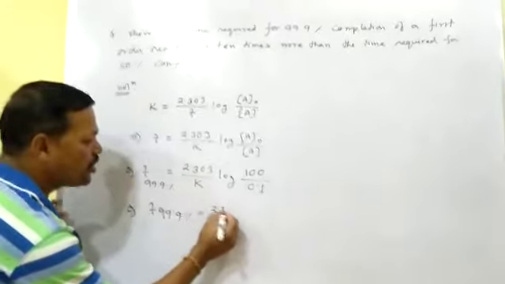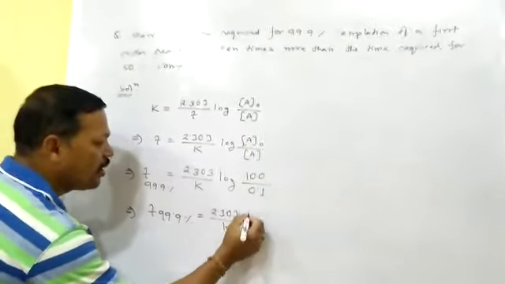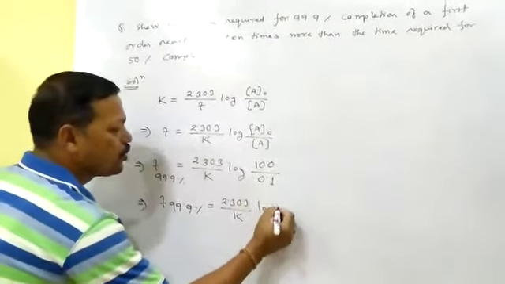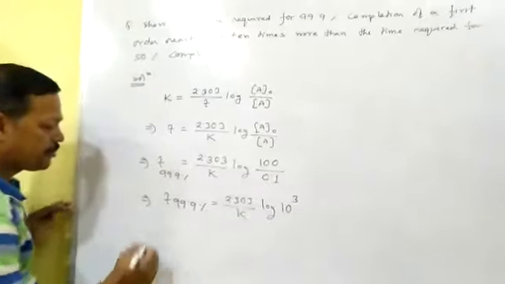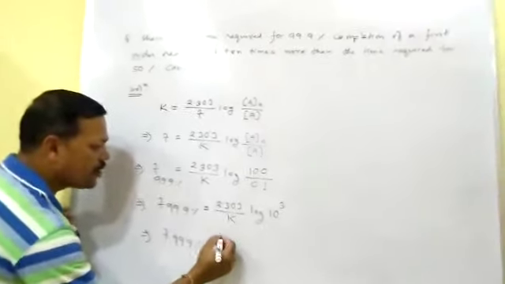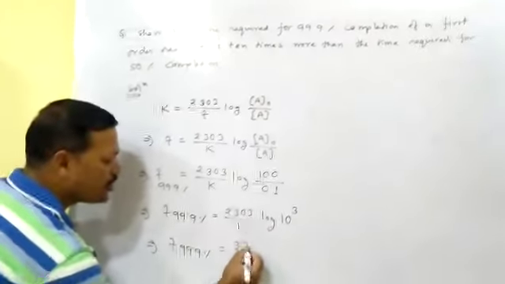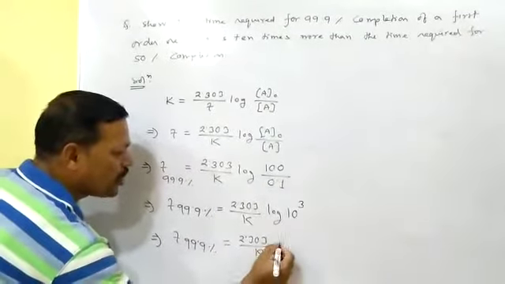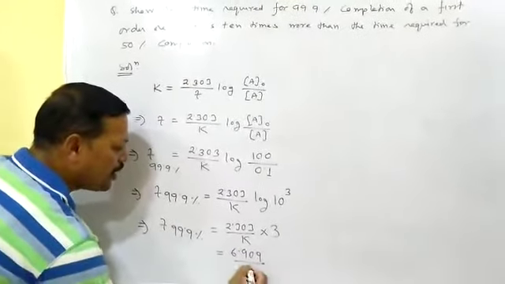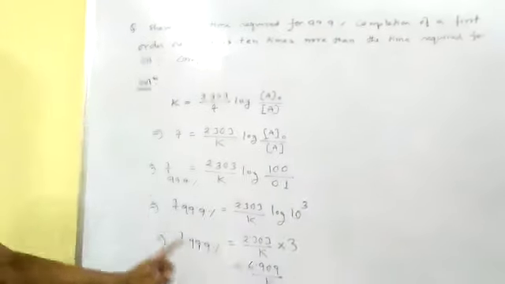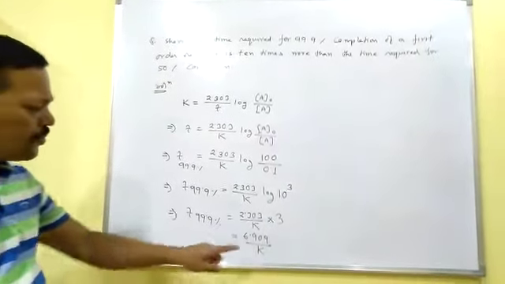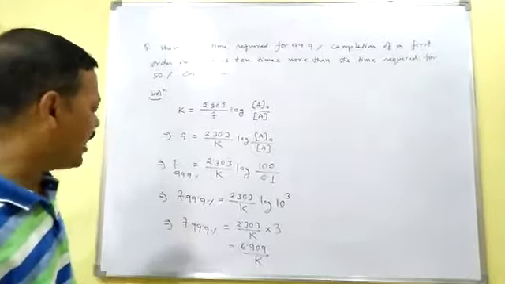So time for 99.9% is equal to 2.303 divided by k, log of 10 square divided by 10 to the power minus 1, so the result will be 10 to the power 3. That means t of 99.9% is equal to 2.303 divided by k, log of 10 to the power 3, which means 3. You will get 6.909 divided by k. So this is the time required for 99.9%. You leave it like this because you don't know the value of rate constant k.